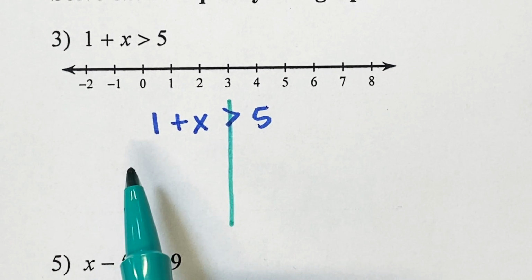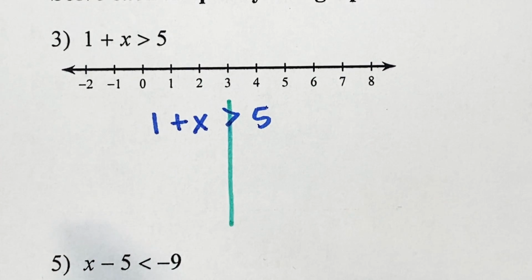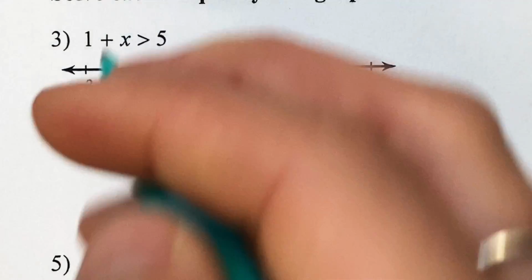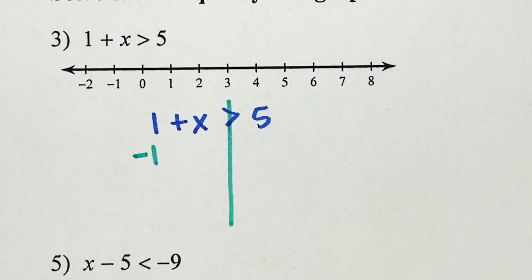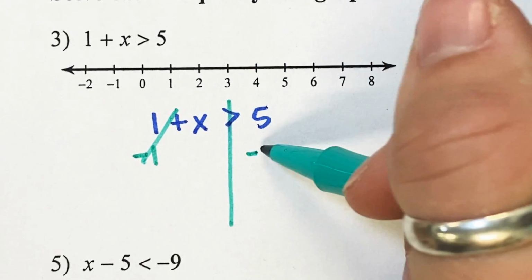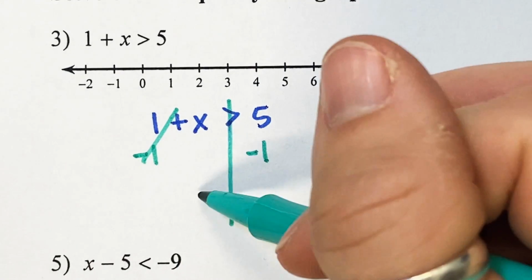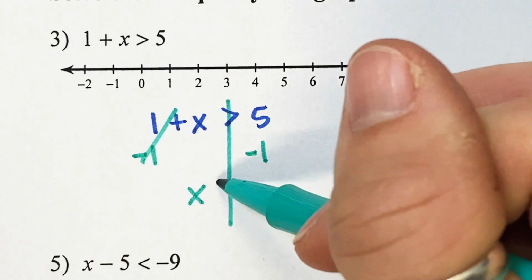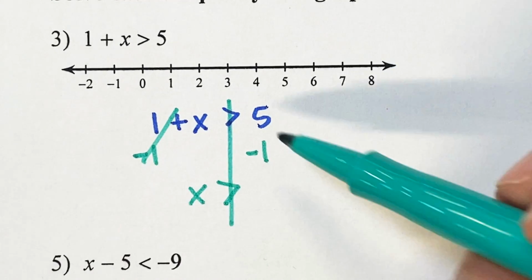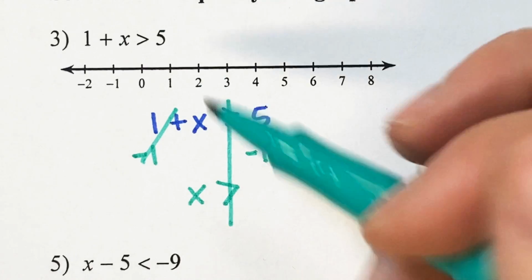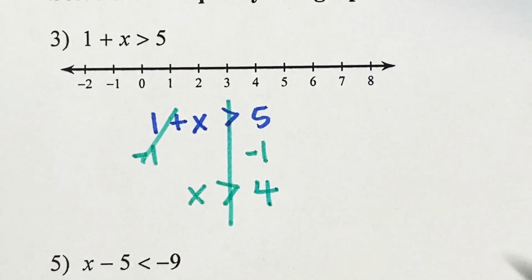So what is the opposite, or how do I get rid of plus 1? We subtract 1. So that gets rid of it. We do the same thing to both sides. Now all we have on this side is our x, still have our greater than sign, and now we have 5 minus 1, which is going to give me 4.